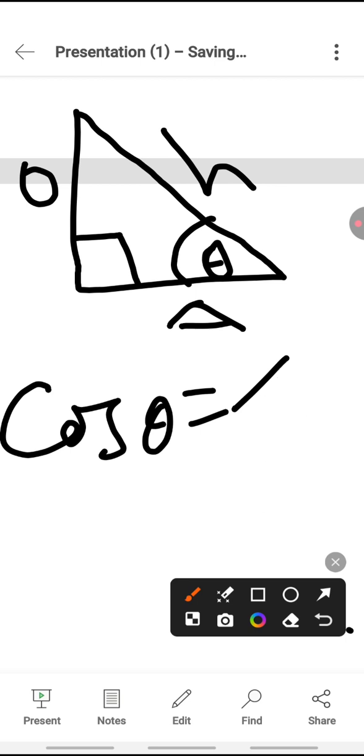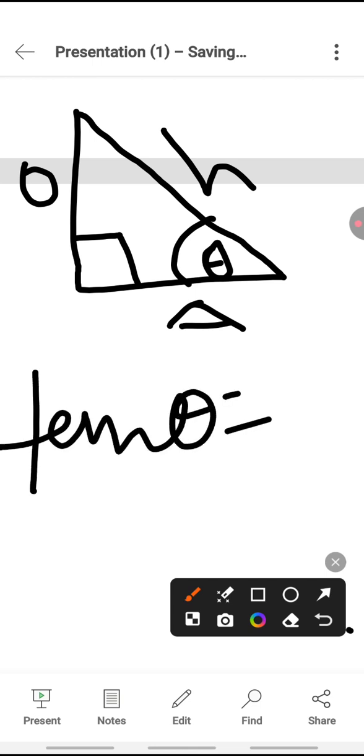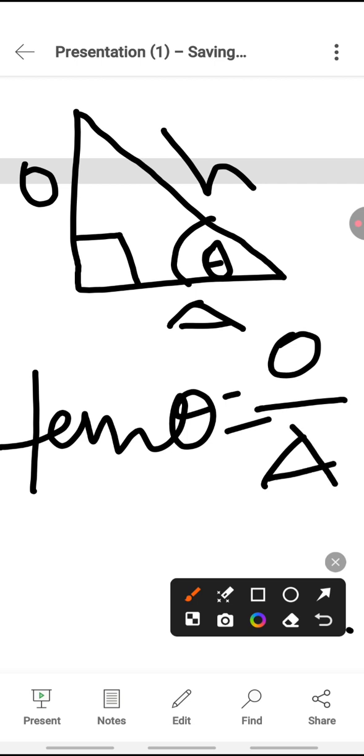So now let's move on to tangent. Let's say we want tan theta. Tan theta will be equal to the opposite over adjacent. So that is how the trigonometry ratios are applied. Now let's try and see if you can use that to solve some questions.